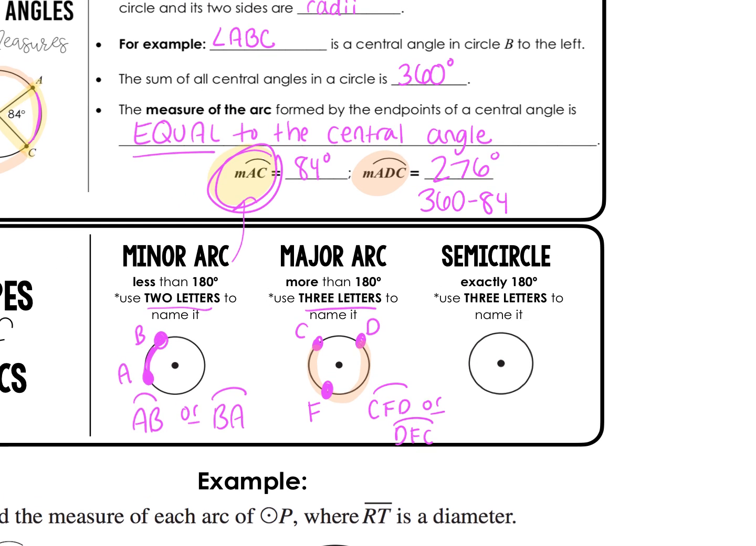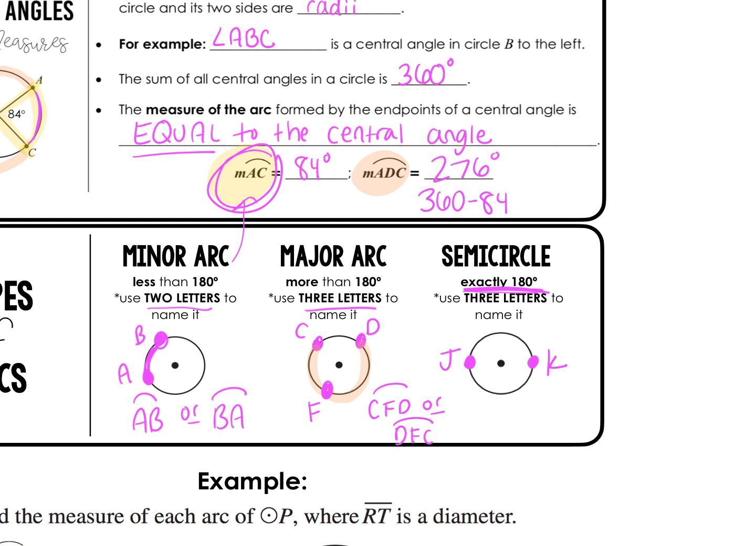A semicircle is always exactly 180 degrees. You do need 3 letters to name it. So you just want to pick 2 points that are 180 degrees away from each other. I'm going to call this J, and I'll call this K.